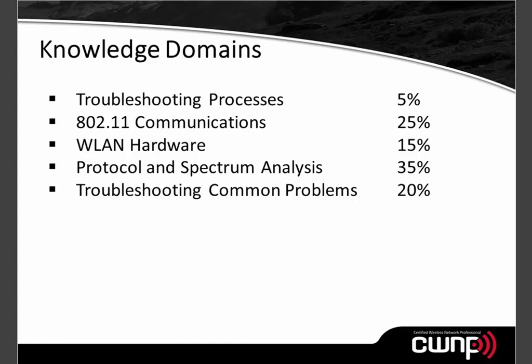Then it's 802.11 communications. This makes up a quarter of the exam, 25%, and it's looking at the communications from the perspective of understanding them for troubleshooting purposes. So making sure that you are able to actually troubleshoot that process that is used to communicate. So this includes quality of service communications and other options as well. And then wireless LAN hardware, 15% of the exam. Here we're focusing on everything from access points to controllers, power over Ethernet devices, these kinds of things, the things that basically are there to make your wireless LAN work. You need to understand them from a troubleshooting perspective.